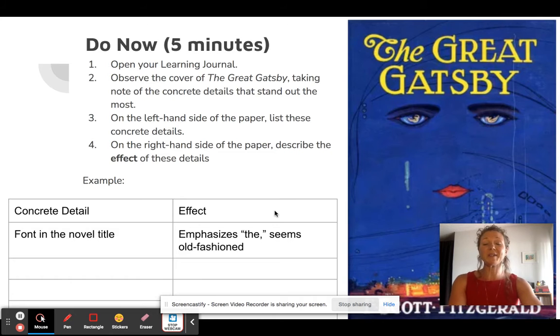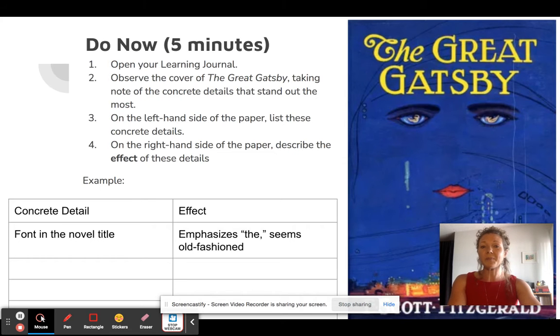Today, we are going to have the opportunity to begin our unit on The Great Gatsby. So we have been learning about the social, biographical, and historical context of the novel, and today is our chance to really dive into the text. So let's go ahead and do our do now.